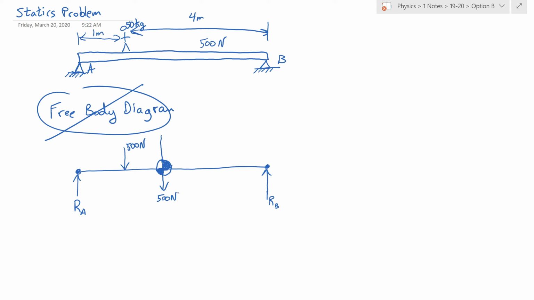All right, it looks like we have all the forces drawn here. So if we know that it's in static equilibrium, that means there are no accelerations.